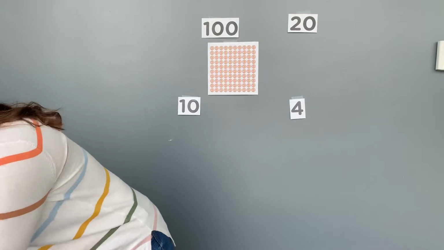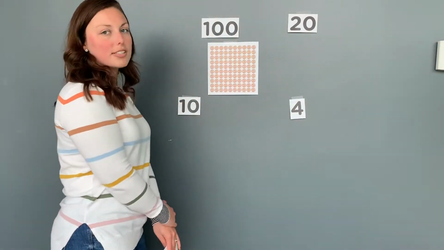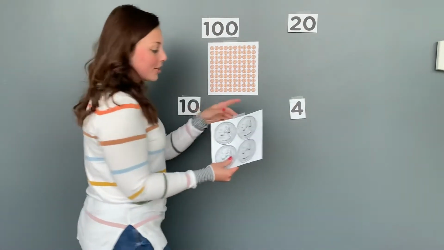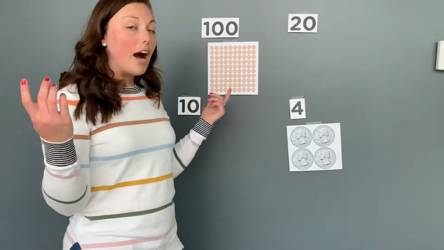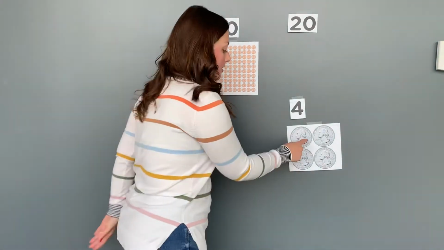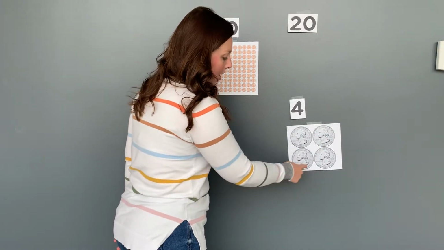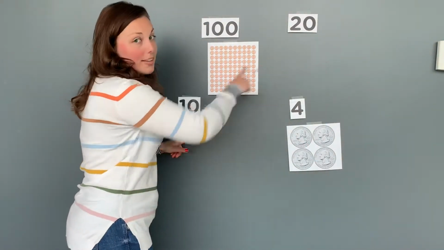Good, now let's move on to the quarter. How many quarters do I need to make $1? Any guesses? You have 3 numbers left. If you said 4, you're correct because the quarter's worth 25 cents. So if I count 25 cents 4 times, 25, 50, 75, 100, I get 100 cents, which equals $1. All right, we have 2 left.